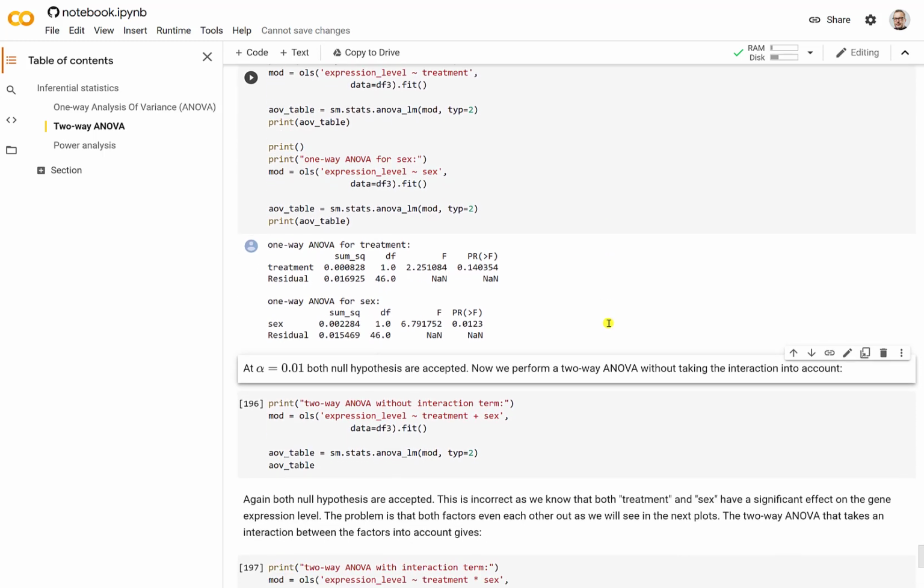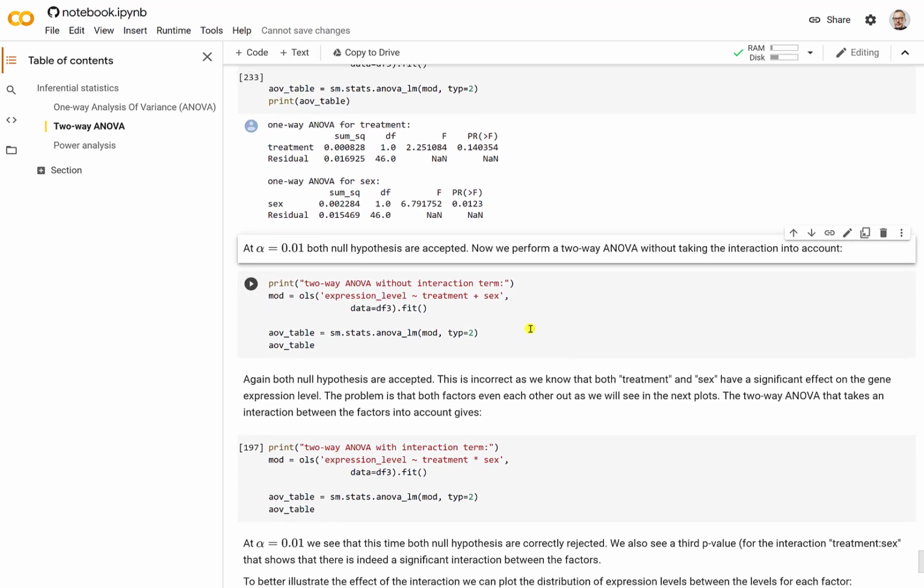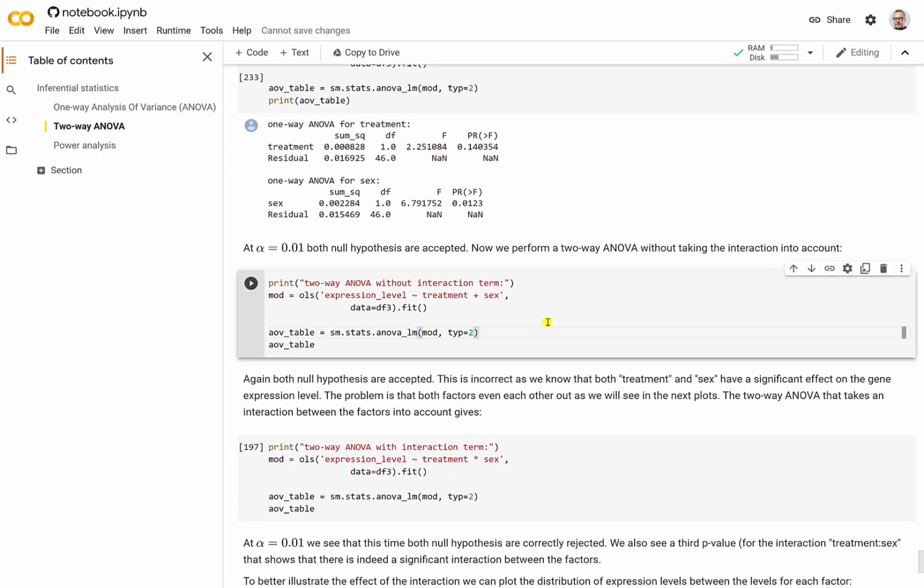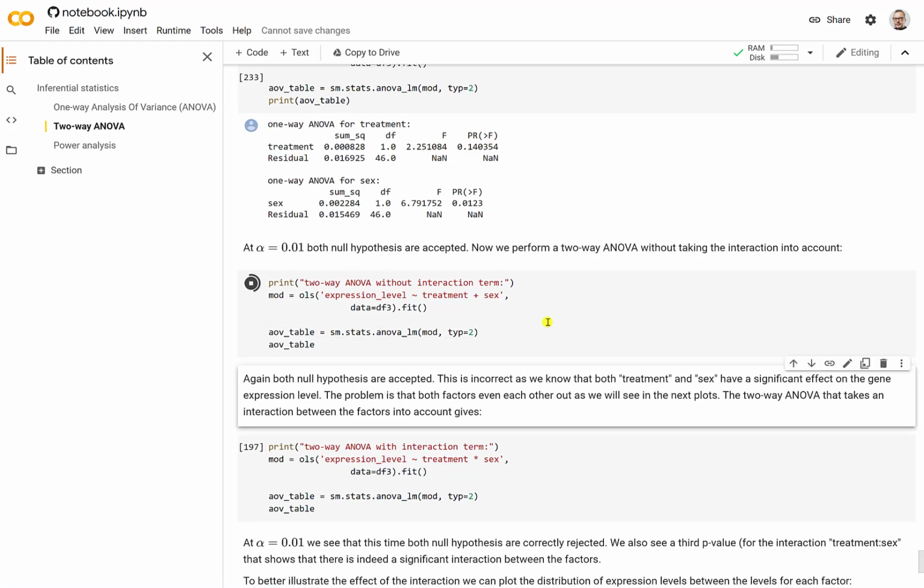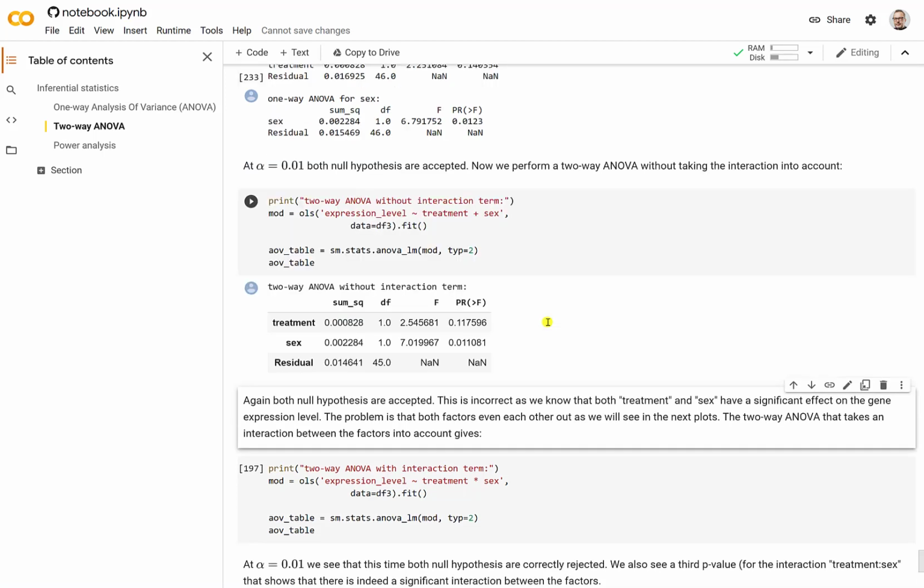Now, if we do take everything into account, let's just first do the two-way ANOVA without taking the interaction into account. So that's what I'm doing here. So now I took into account that we have two factors, but not the fact that we are also looking at an interaction between these two factors. And again, what we can see is that both of them accept the null hypothesis, even though they should reject the null hypothesis, and clearly they should.